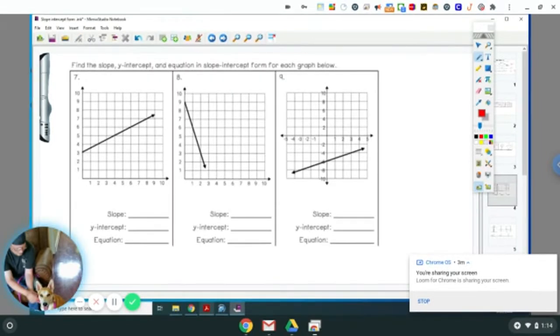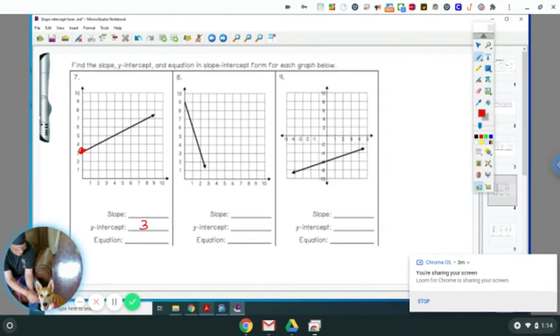Now what we're going to do is look at graphs and find the slope and the y-intercept, and then write the equation from the graph. So the first thing I always do is find the y-intercept, because the y-intercept is just looking at the y-axis to see where the line goes through or starts. So this is where my y-axis is, and that's where it starts. So my y-intercept here is 3.